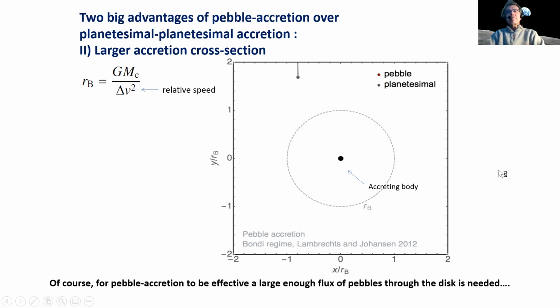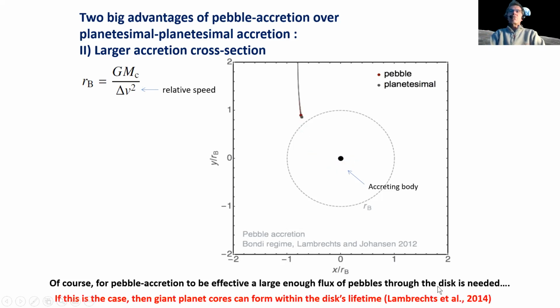But if this is the case, it has been shown, for instance, in Lambrechts et al. 2014, that the cores of giant planets, so these 10, 20 Earth mass solid bodies that we think are at the basis of the formation of giant planets, can form within the lifetime of the disk, whereas it's maybe difficult to understand the formation of protoplanets so big, 10, 20 Earth masses at 5, 10 AU, solely by the mutual collisions of planetesimals. So pebble accretion is somewhat preferred, even if some authors still prefer planetesimal accretion.